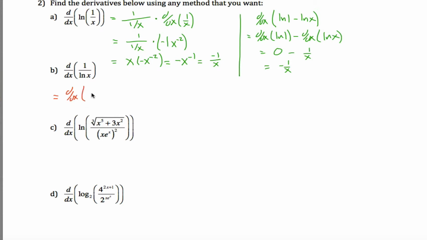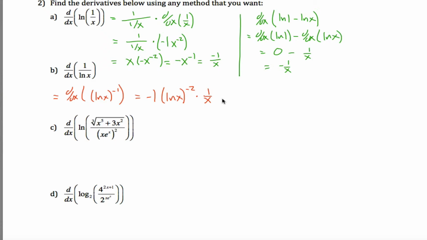So this is the derivative of the natural log of x raised up to the negative 1 power instead of 1 over. So first I'll take care of this negative 1 using the power rule. So I got negative 1 natural log of x to the negative 2 power. But then I'm not done. I have to multiply by the derivative of natural log of x, which is 1 over x.